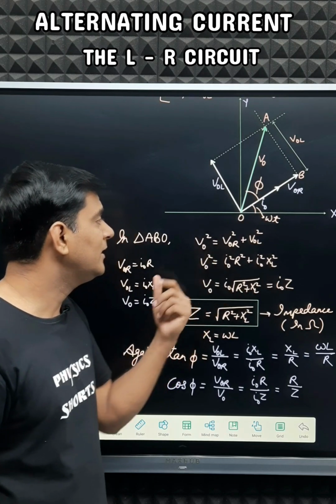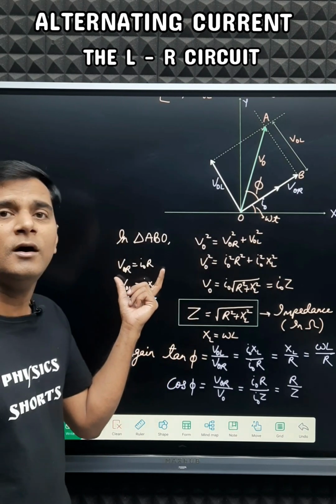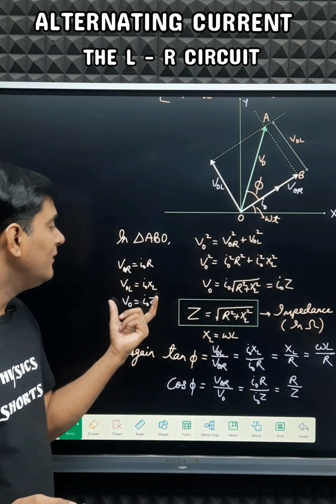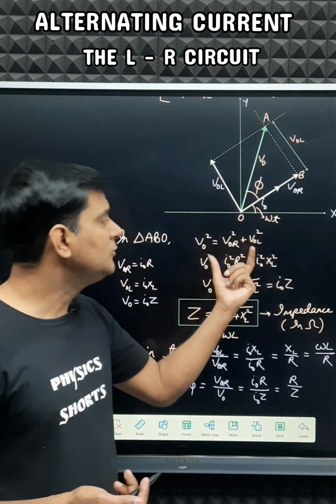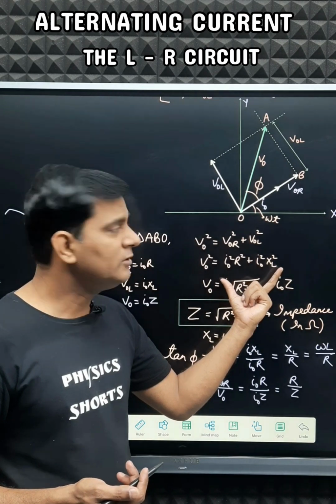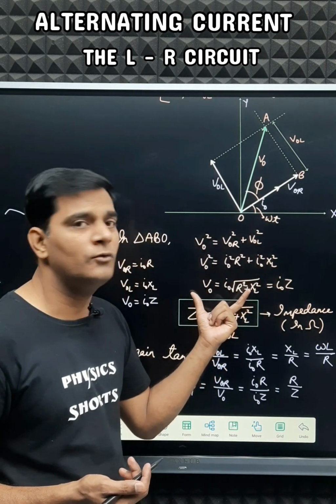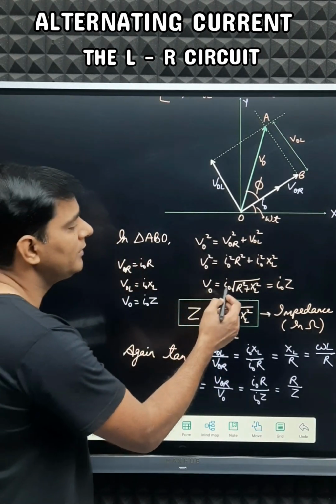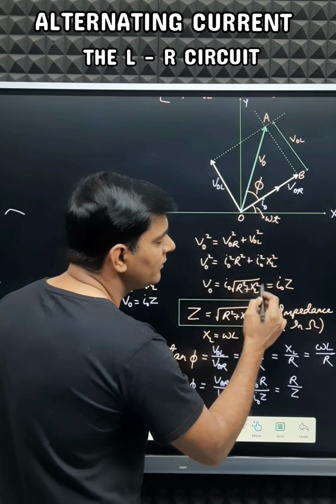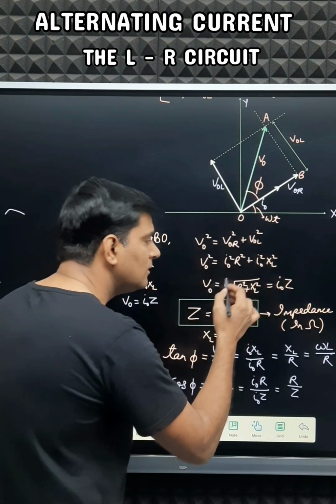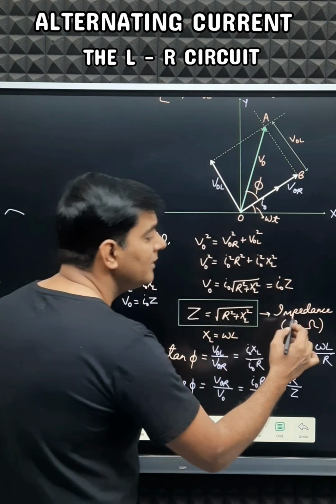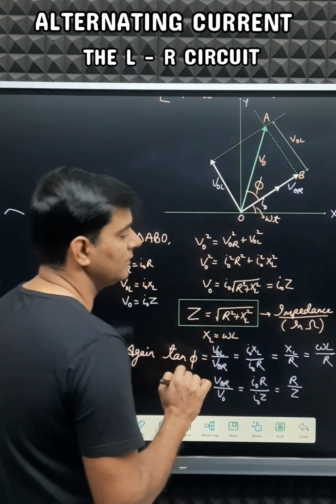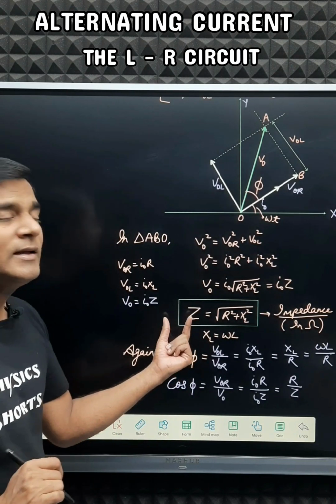Using Ohm's law, we can substitute VOR equals I0R and VOL equals I0XL. After substituting these values, we can find this equation easily, and taking a square root, VO will be I0 under root of R square plus XL square. And this square root term, under root R square plus XL square, is called the impedance of this circuit, and it is represented by the symbol Z.